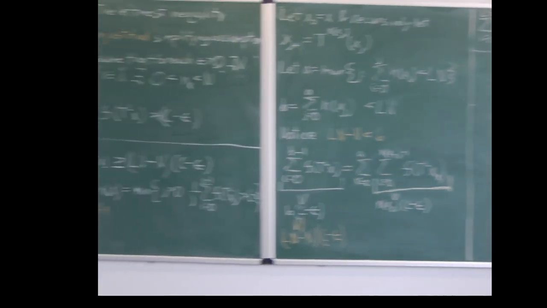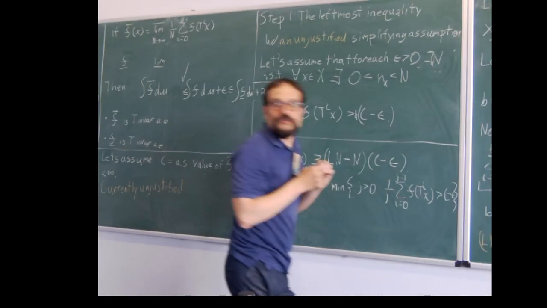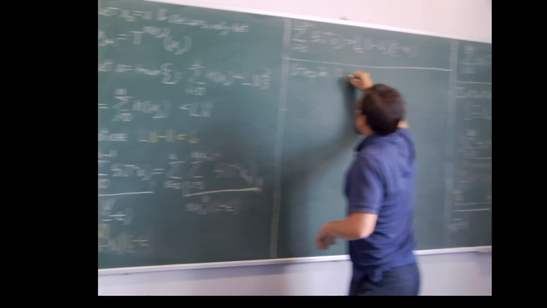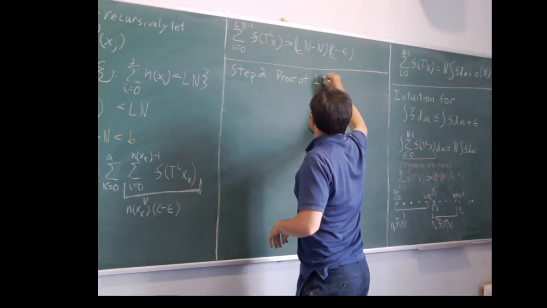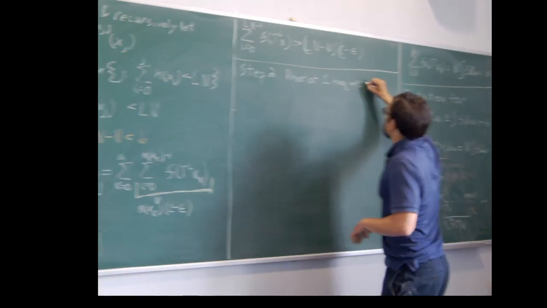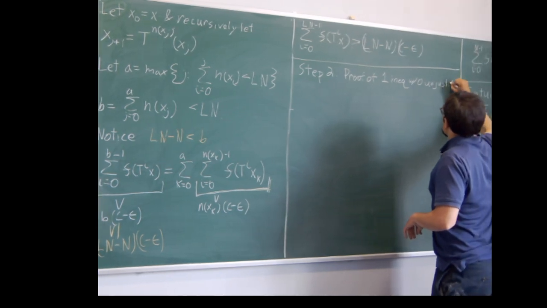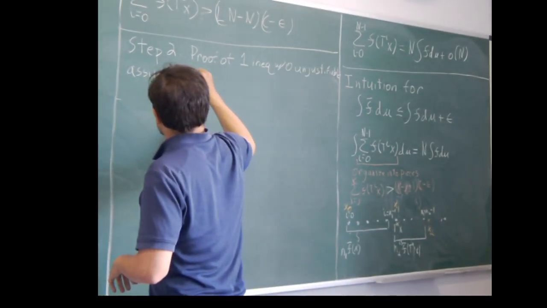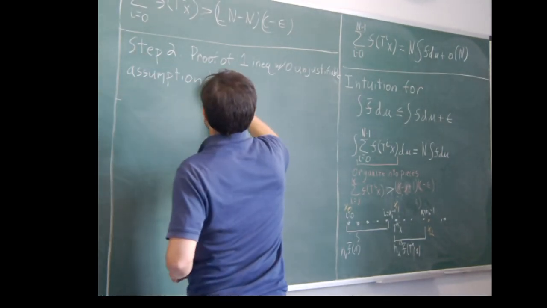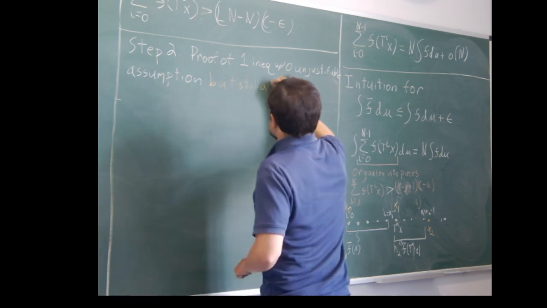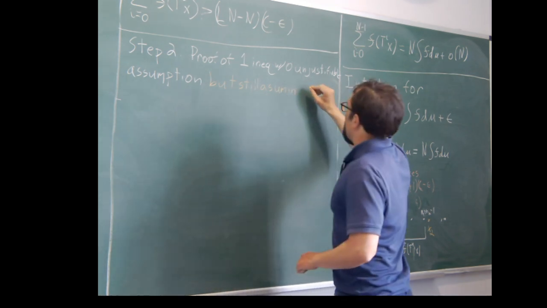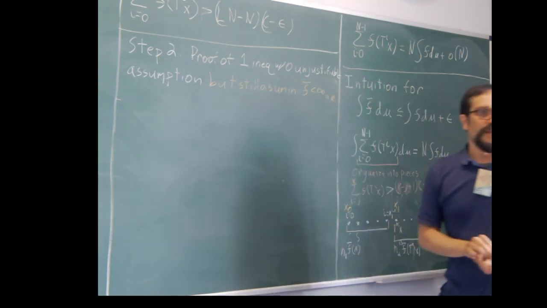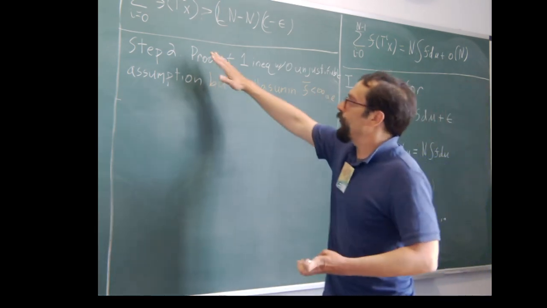Now we're going to remove the unjustified assumption. So step two: proof of the first inequality without the unjustifiable assumption, but still assuming f sup is less than infinity almost everywhere. The proof that you can assume this basically follows from the argument we're going to give.